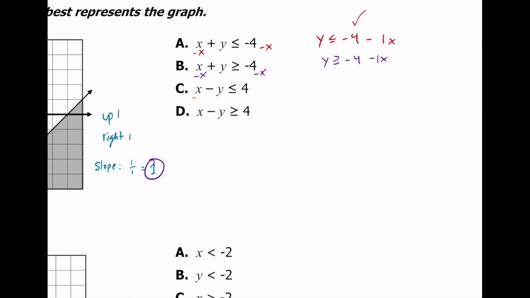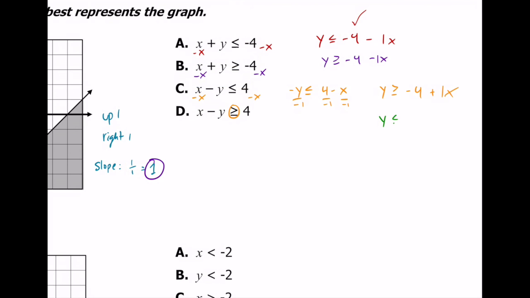Okay, let's try another one. So we'll have negative y is less than or equal to 4 minus x. Divide everything by negative 1. So we get y is greater than or equal to negative 4 plus 1x. And we'll get the same result with option D, but the symbol's different.